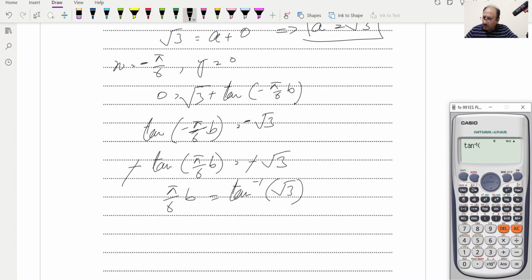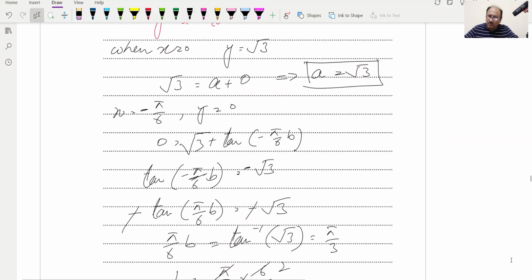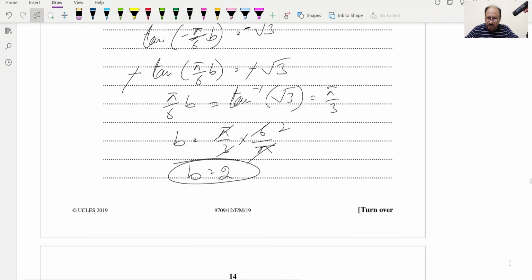Shift tan of root 3 is equal to 60 degrees, or we can write pi by 3. Now b is equal to what? Pi by 3 times 6 over pi. Pi will be cancelled, and we get b value is equal to 2. A value is equal to root 3 and b value is equal to 2. We are done with this part.